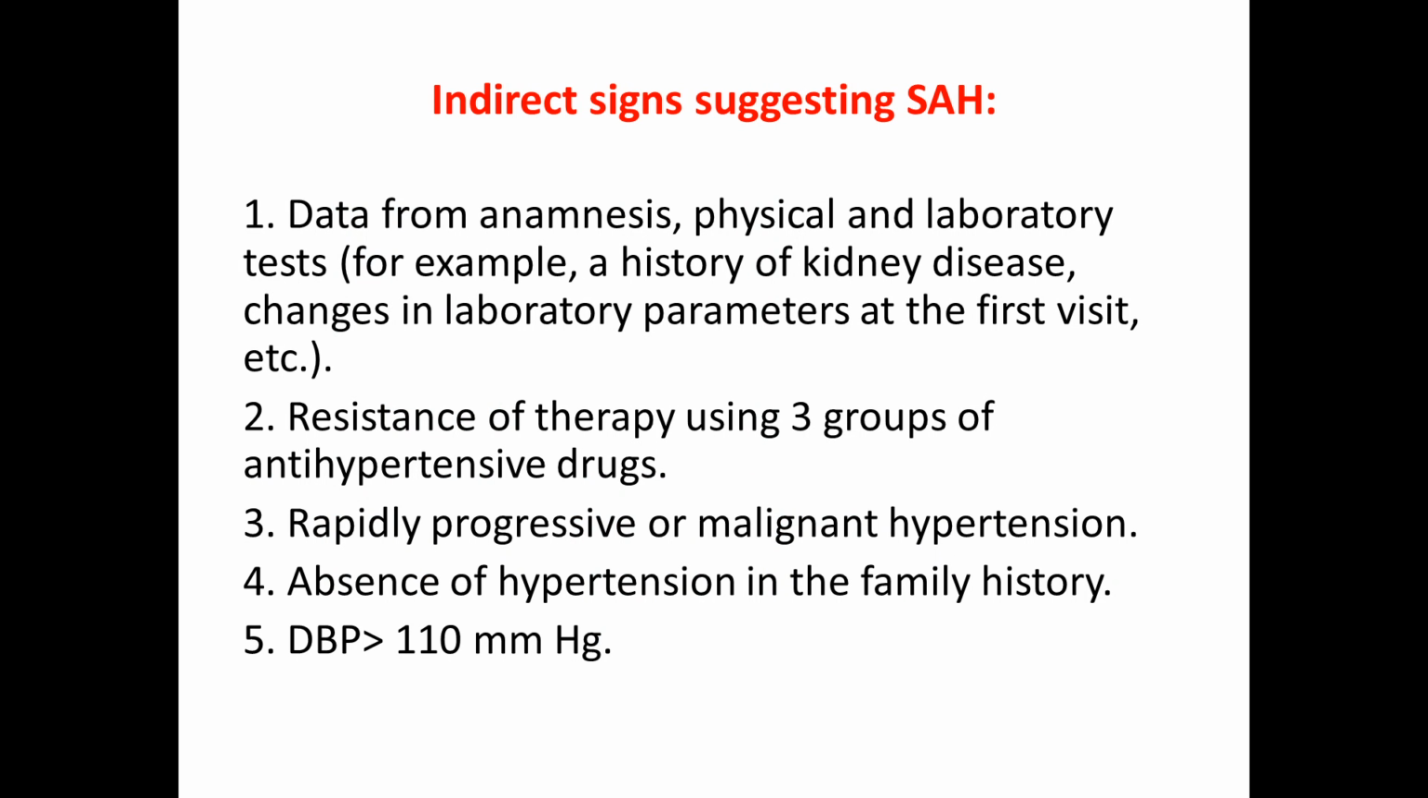Which indirect signs can suggest symptomatic or secondary arterial hypertension? Data from anamnesis, physical and laboratory tests give you, for example, a history of kidney disease, or changes of laboratory parameters, for example in urine. Also, secondary hypertension is resistant to therapy even when using 3 groups of antihypertensive drugs. Also, it is characterized by rapidly progressive or malignant hypertension, absence of hypertension in the family history, and by a greater increase in diastolic pressure than systolic pressure.